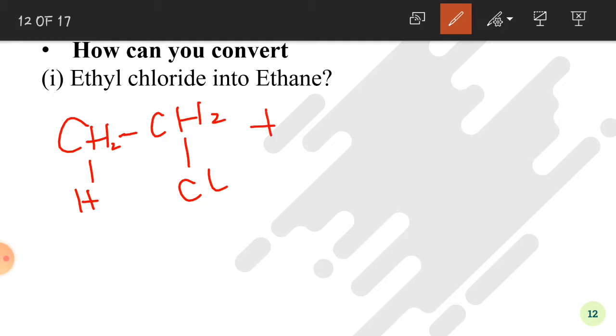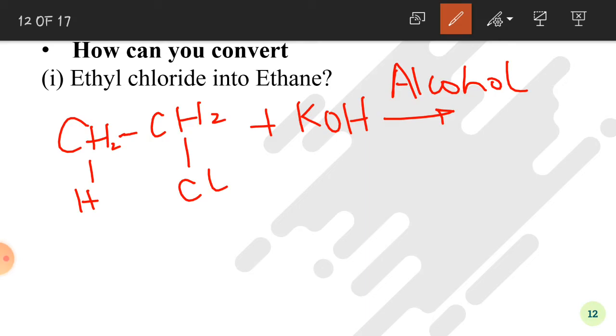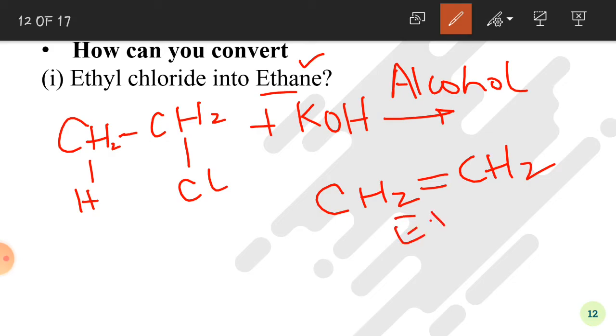Now this dehydrohalogenation takes place in the presence of alcoholic potassium hydroxide. When dehydrohalogenation takes place, it results in the formation of an alkene. Now the end product that we want is ethane. With this reaction we got ethene. Now you have to convert ethene into ethane, and that is very easy.